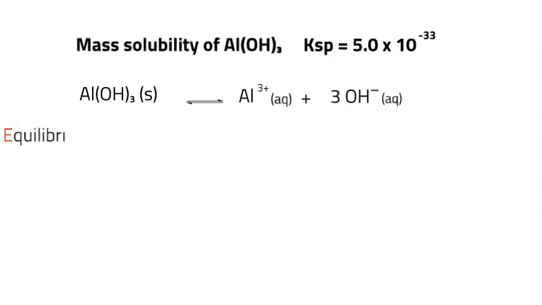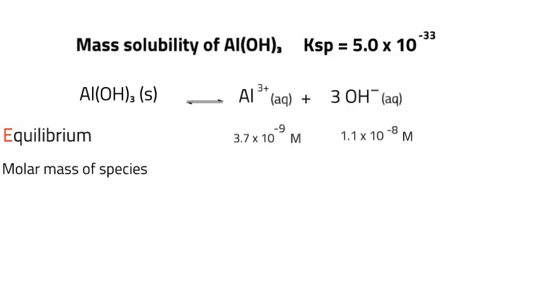Now you could replace the value of x with the concentration of 3.7 times 10 to the minus 9 moles per liter for aluminum ions and 3 times x for the hydroxide ion, 1.1 times 10 to the minus 8 moles per liter. The molar mass of each of these species, you could look up on the periodic table: 27.0 grams per mole for aluminum ions. The hydroxide ions would be 17 grams per mole.